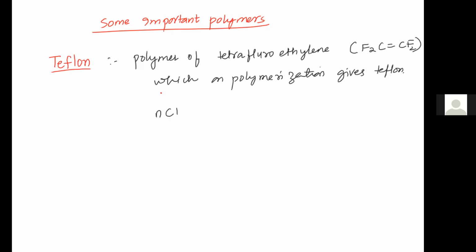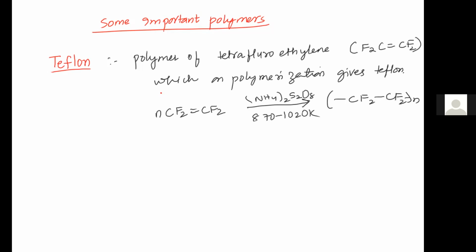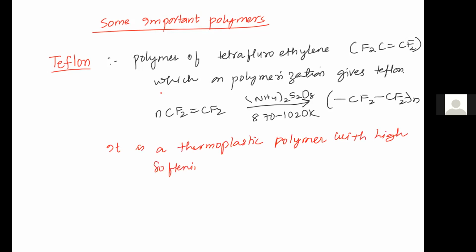So n CF2=CF2 in the presence of (NH4)2S2O8 at around 870 to 1020 Kelvin gives polymers of this. What is Teflon? It is a thermoplastic polymer with a high softening point. To soften it, you need to give a high temperature, which is around 600 Kelvin.